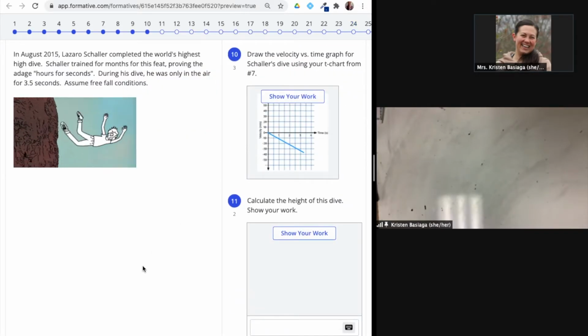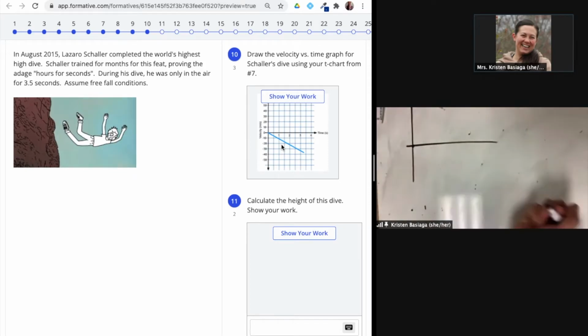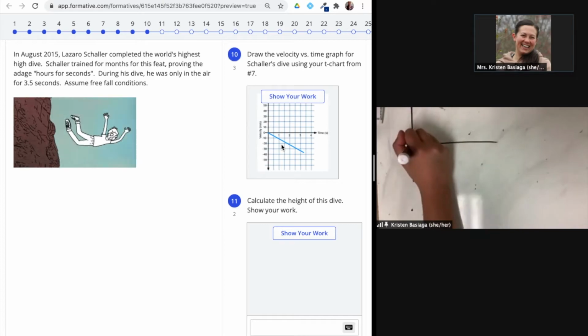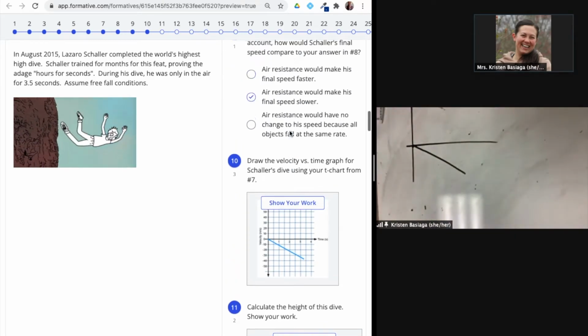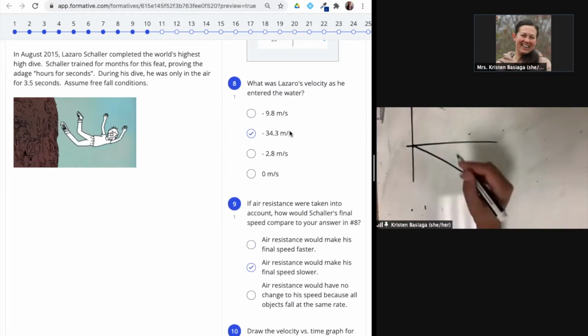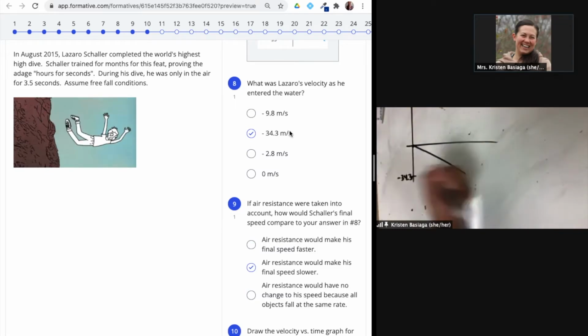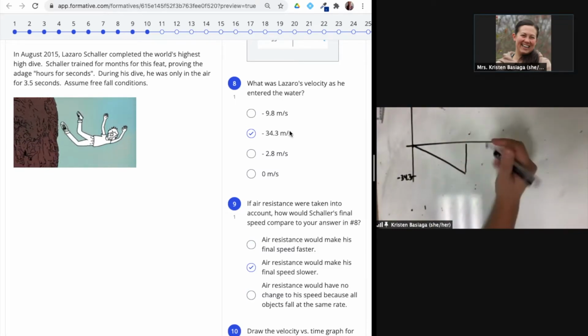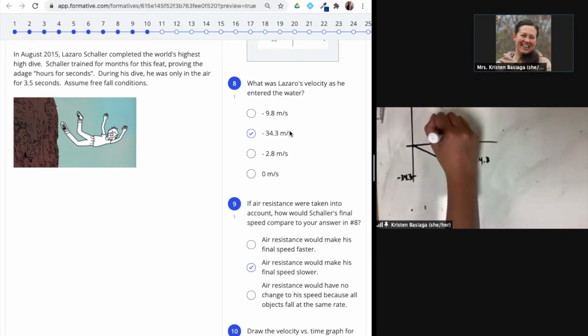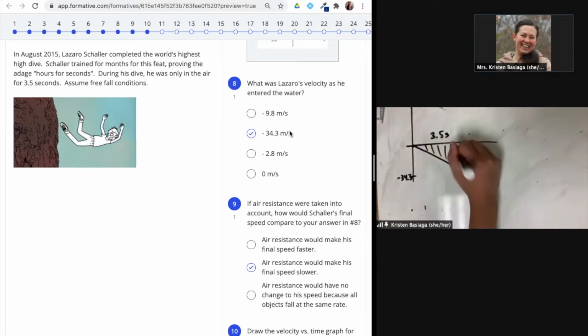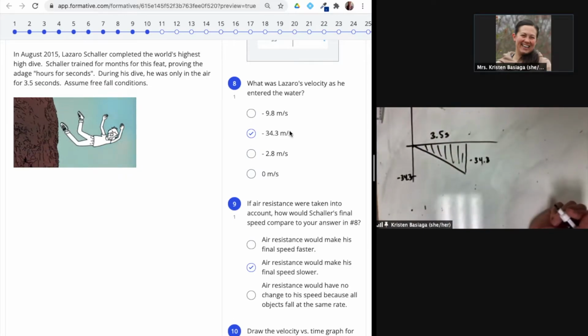Now, to calculate the height of his dive, I want to use area under the curve of this shape. So maybe for show my work, I show it over here. This is a triangle that started at 0, 0, and after 3.5 seconds was at a final speed of negative 34.3. So the height of this triangle is negative 34.3, and it took 3.5 seconds. The area under the curve always gives us height, depth, length, anything measured in meters.